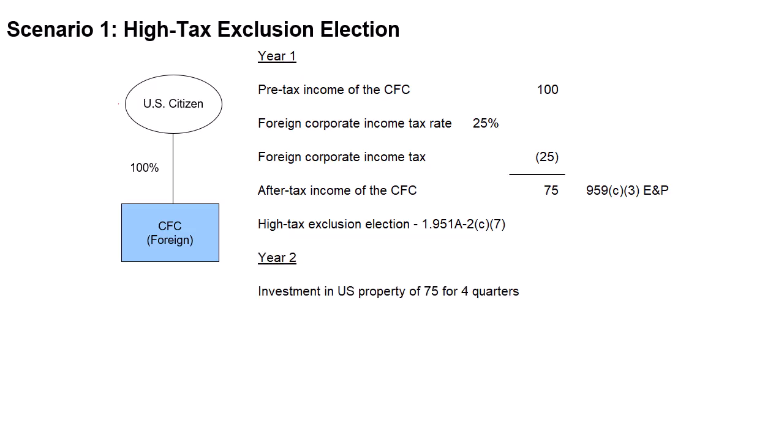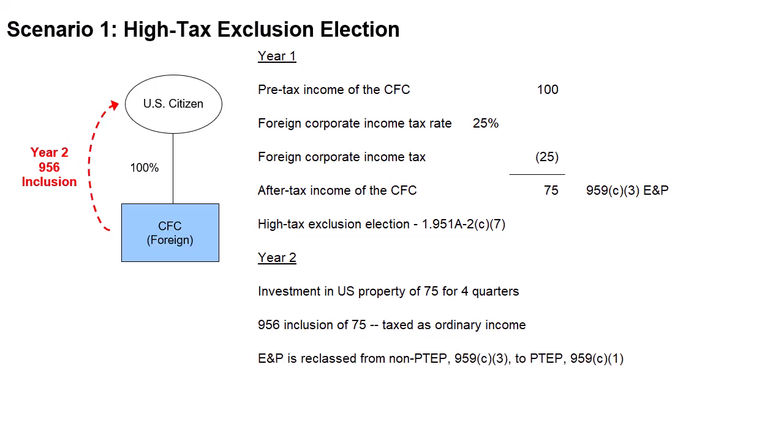In year two, the CFC makes an investment in U.S. property of 75 for 4 quarters. The investment in U.S. property creates a 956 inclusion of 75, which is taxed as ordinary income to the U.S. citizen. The 75 of E&P is reclassed from non-PTEP 959(c)(3) to PTEP 959(c)(1).